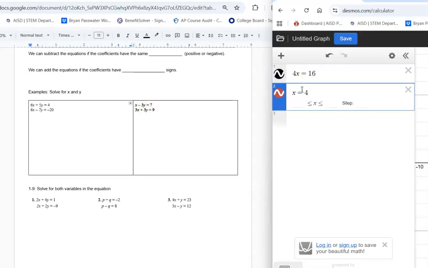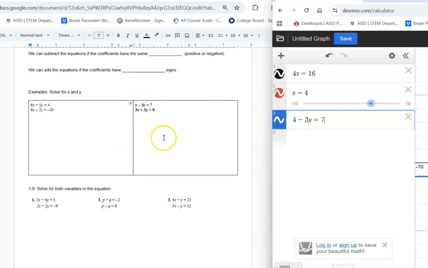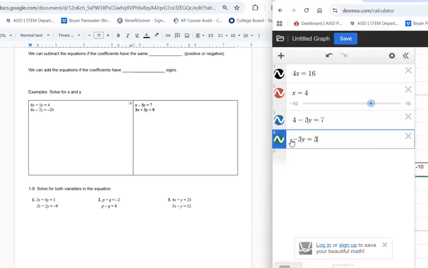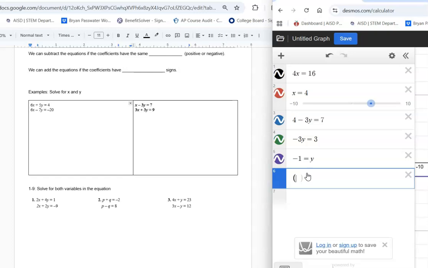X is 4. Now, since x is 4, I'd plug it back in. 4 minus 3y equals 7. So that means I replace this x here with 4. Then I would subtract 4 from both sides. Negative 3y equals 3. And then you divide both sides by negative 3. You find out y is negative 1. And that means your coordinates would be 4, negative 1. Yep, and that's how you do it.